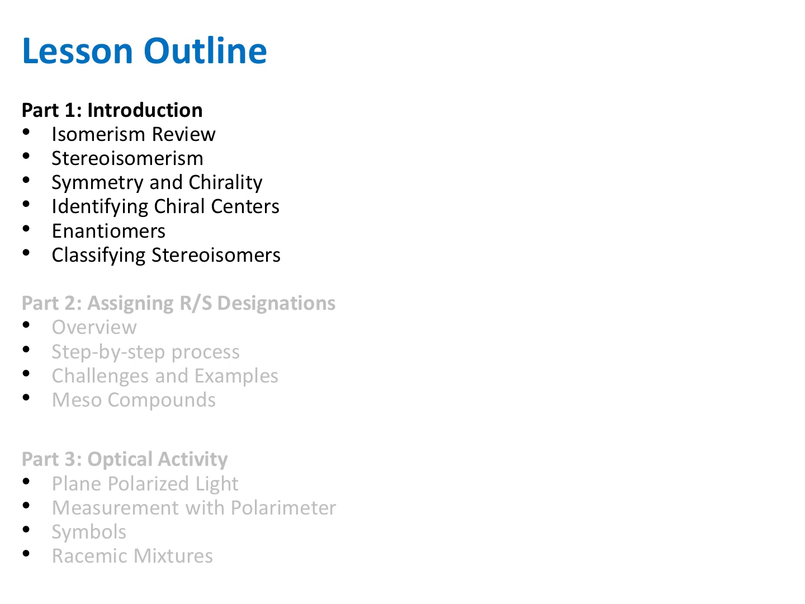In Part 2, we'll learn how to assign R and S designations with an overview and step-by-step process, and discuss mesocompounds. Finally, we'll look at optical activity, including how it's measured, what it means, and conclude with a discussion on racemic mixtures. Ready to get started? Great! Let's go to the next page, where we will begin with a review of isomers.